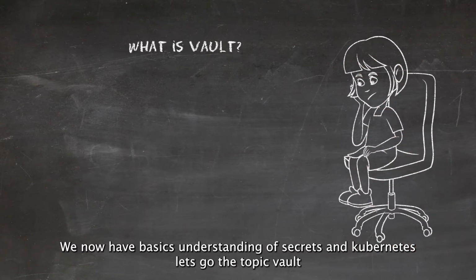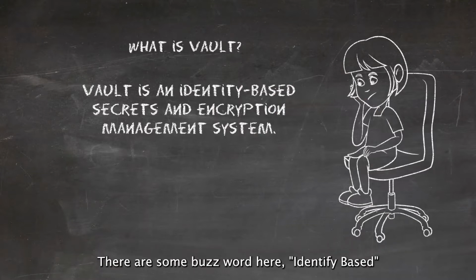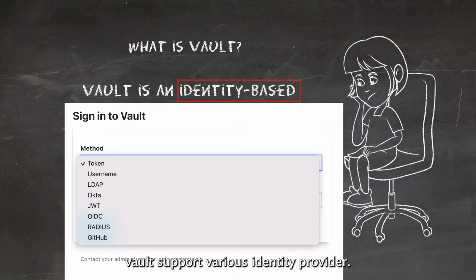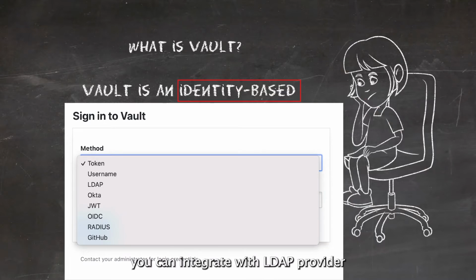Let's go to the topic Vault. As per the official definition, Vault is an identity-based secrets and encryption management system. There are some buzzwords here. Identity-based. Vault supports various identity providers. You can use token and username/password based authentication. You can integrate with an LDAP provider. It has support for JSON Web Tokens (JWT), auth services, and others.